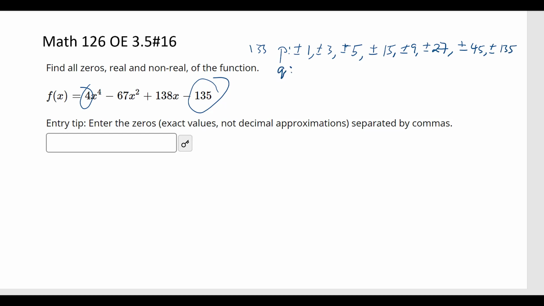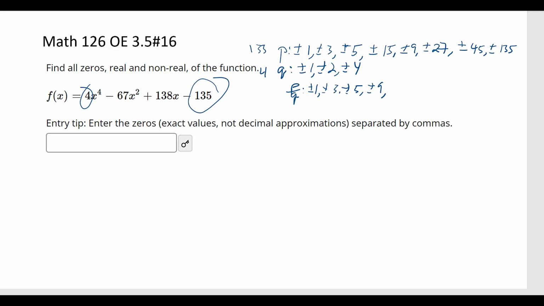Our q's are going to be the factors of 4. So we got plus or minus 1, plus or minus 2, plus or minus 4. So our p over q is a pretty big list because we have 1, 2, 3, 4, 5, 6, 7, 8, and then over the 3, that's going to be 24 things. I don't want to do the whole list, but plus or minus 1, plus or minus 3, plus or minus 5, plus or minus 9. We can start getting really big, and it's rarely something that's going to be that big.